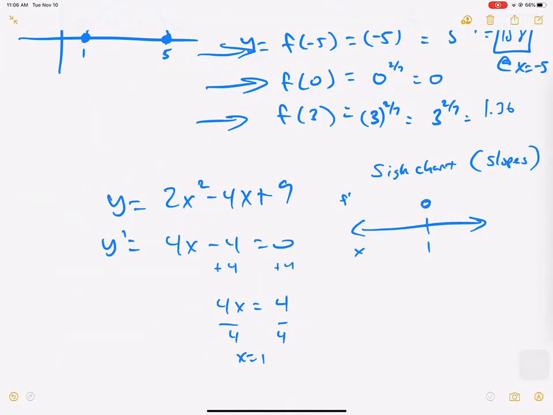So what's the slope on the right side of 1? What's the slope on the left side of 1? Pick a number bigger than 1, like 2, 3, 4, 5. That would make this positive on the right side. On the left side, 0, negative 1, negative 2, if I plug it in, this would be negative. So the slope goes from negative, 0, positive. Would it be a max or minimum at 1? Minimum, right.